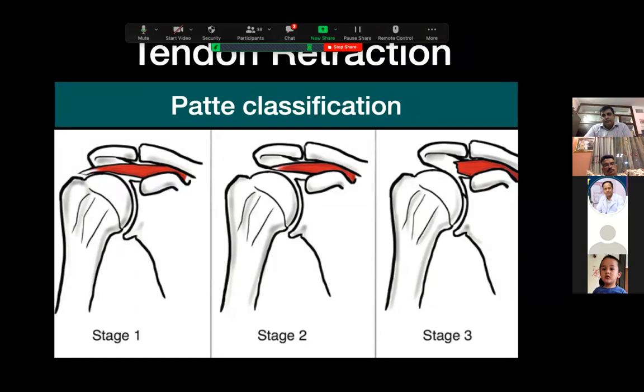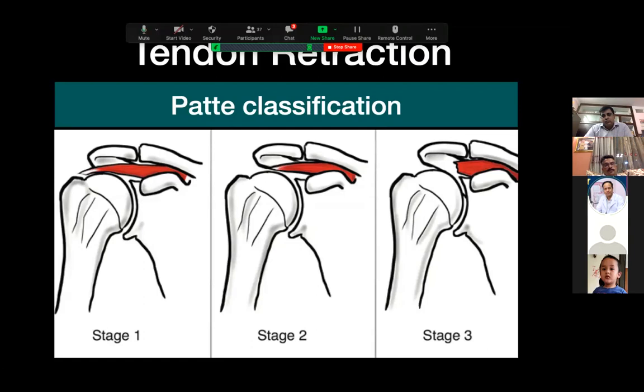Yeah. So with regards to this Patte classification, up to which stage do you advise for repair, and after which stage you don't advise for repair, sir? Mostly stage 2. Stage 2, right.